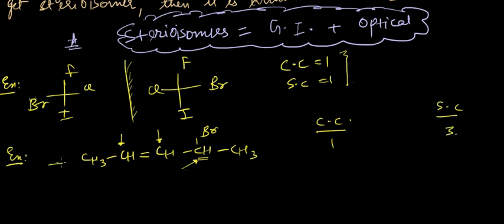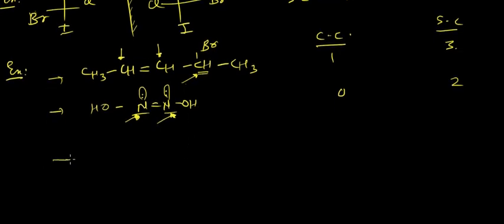Okay, so for this compound, let us calculate the number of chiral centers and stereocenters. How many chiral centers are there? Don't forget a lone pair on both the nitrogen atoms. So the number of chiral centers in this compound is 0. Why? Because both the nitrogen atoms are sp2 hybridized, and the number of stereocenters is obviously 2. This one and this one.